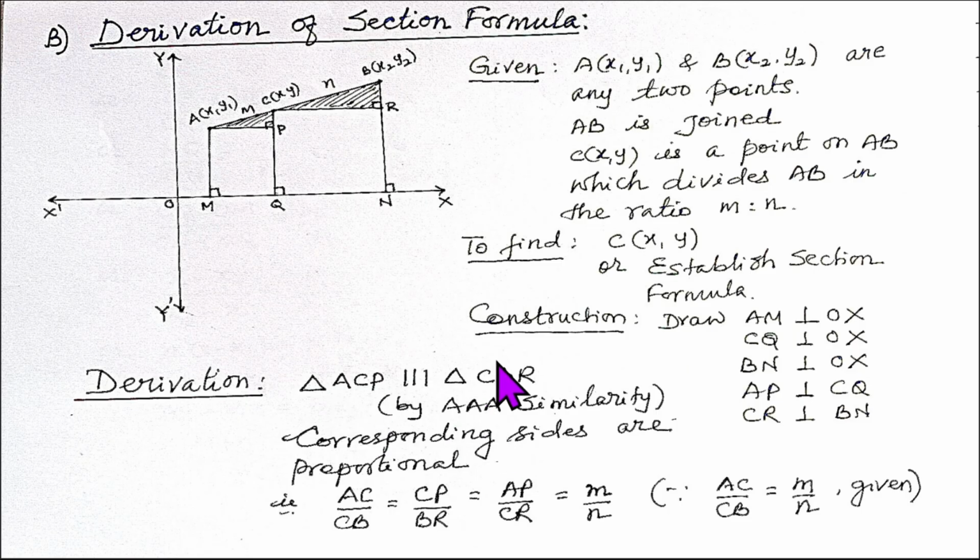Now if the two triangles are similar, the corresponding sides will be proportional, and therefore we have AC upon BC is equal to CP upon BR is equal to AP upon CR. But what is AC upon BC?